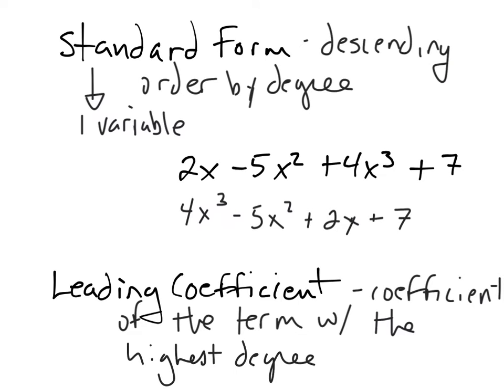Now, having said that, when it's in standard form, of course, the leading coefficient should be first, right? Because the term with the highest degree should be the first term when it's in standard form. But even when it's not in standard form, the leading coefficient will always be the same. It is the coefficient of the term with the highest degree, which in this case is 4, right? So whether it's in standard form, like right there, or not in standard form, it's the coefficient of the term with the highest degree. So in this case, it's 4. So far, so good? Okay.